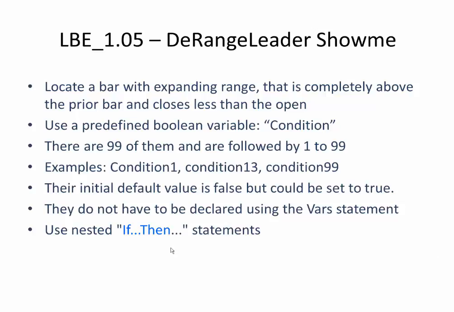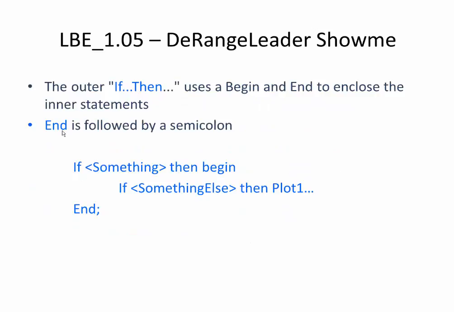We will be using nested if-then statements. And here's an example of a nested if-then statement. If something is true, then begin. If something else is true, then go ahead and plot 1. And this end statement is part of this outer if-then construct.